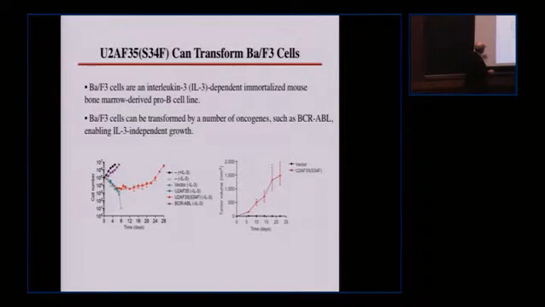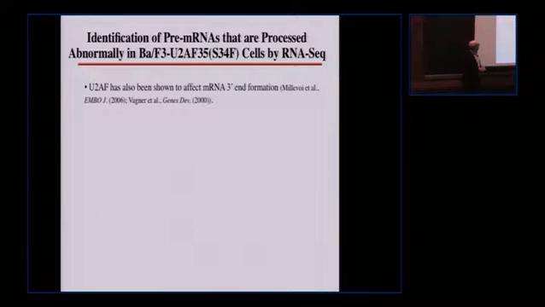So that's what we did, is we looked for RNA processing alterations in these oncogenic U2AF35 transformed cells, compared to some parental normal cell. And here we did a second thing that was a little different than the other studies, because we knew that not only does U2AF affect splicing, it's also been shown to affect mRNA 3' end formation.